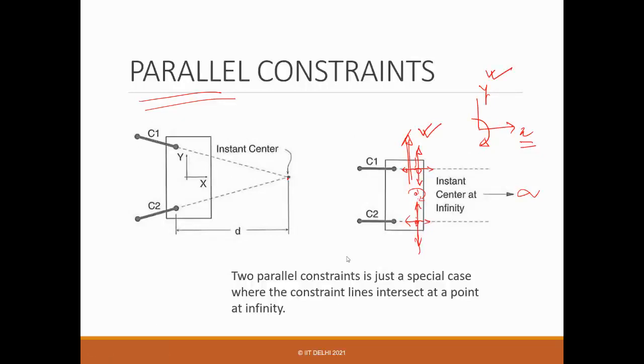And many times this concept is used for designing parallel guidance. Suppose you want to design something that moves by microns or millimeters in only one direction. The best way is to put these two sticks perpendicular to that, and you will get that motion. So this is used in many designs. So what is said is that two parallel constraints are a special case where the constraint lines intersect at infinity.